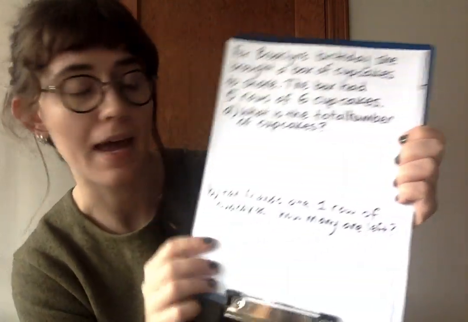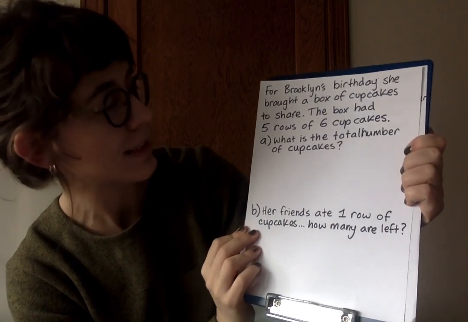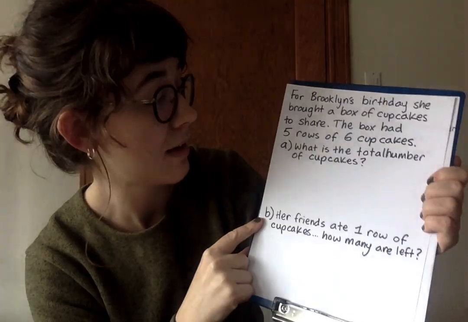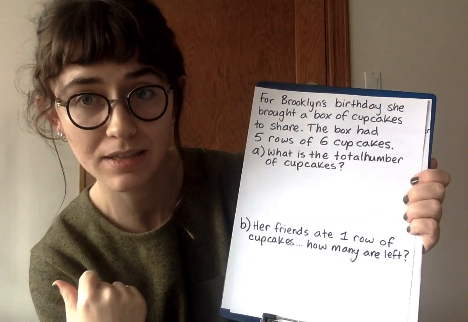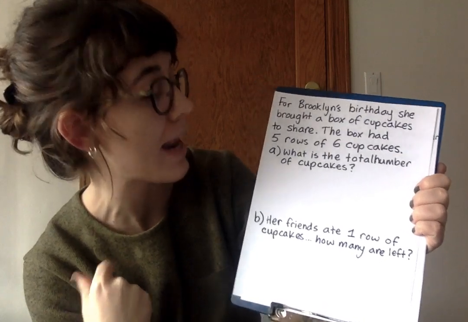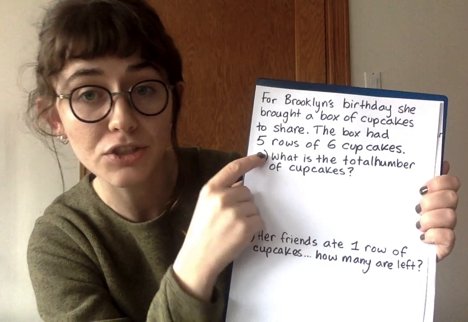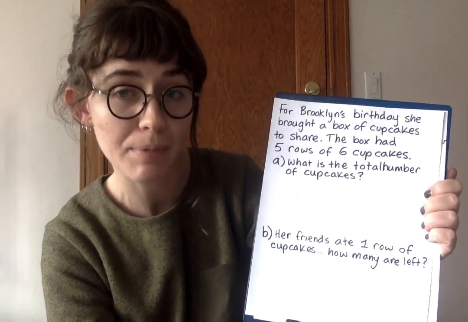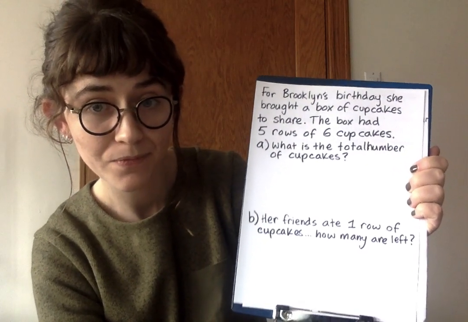So here we go. For Brooklyn's birthday, she bought a box of cupcakes to share. The box had 5 rows of 6 cupcakes. Part A says, what is the total number of cupcakes? So what I want you to do right now is go ahead and draw an array and write a repeated addition sentence to show 5 rows of 6 cupcakes. So you're going to put 6 cupcakes in each row. Pause the video and go ahead and draw that right now.